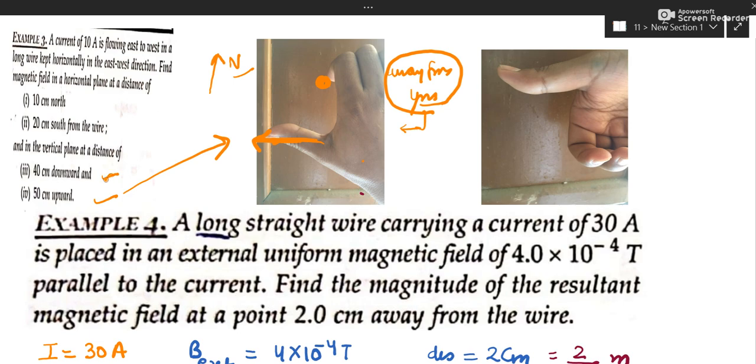Now, 40 centimeter downward. So, current is like this. Your point is downward. Downward means below the mobile. So, make your fingers reach there. When you will make your fingers reach there, you will see that the fingers are pointing towards you. So, these fingers are pointing towards you. You have to imagine. So, it is towards you.